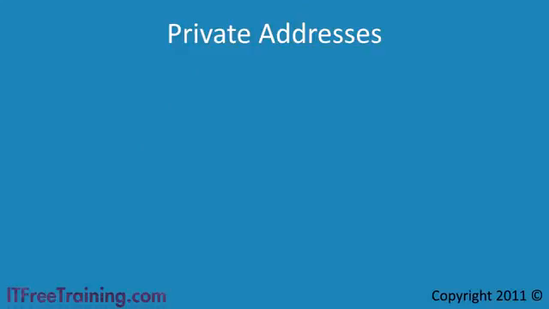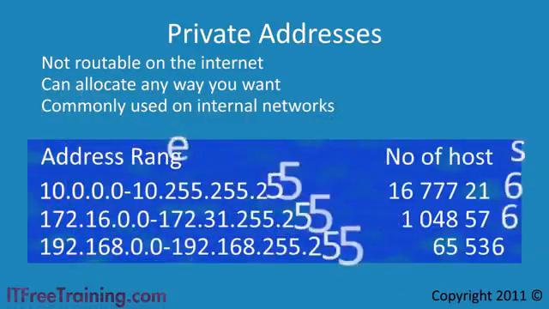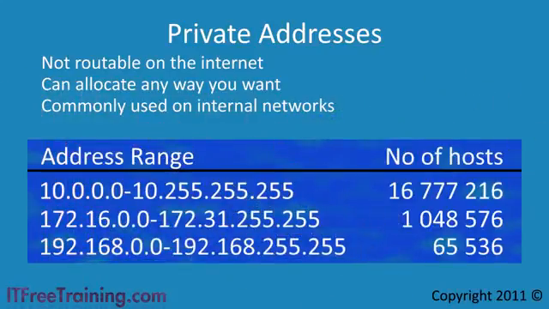First, I will start with private addresses. Private addresses are IP addresses that are not routable on the internet. This means that you are free to allocate these addresses any way you want. Companies commonly use these IP addresses on their internal network. The first type of these addresses start with a 10. This gives you just over 16 million hosts on the one network.